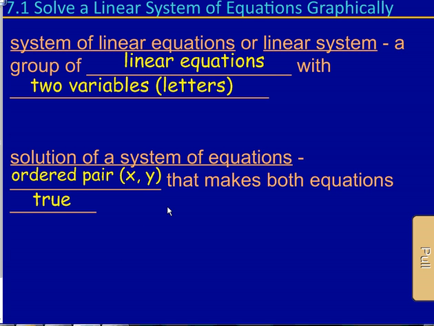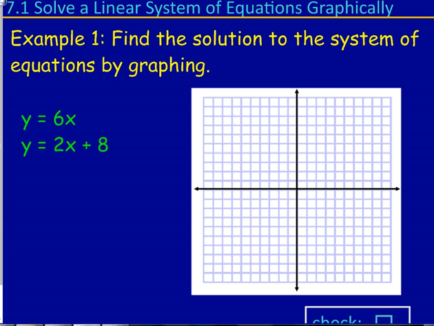So what that means, if we are given two equations, for example, y equals 3x plus 15 and y equals 2x plus 6, if we were to graph those two lines, wherever they would cross over would be our ordered pair, or our solution. Alright, so let's do an example to show what I mean.